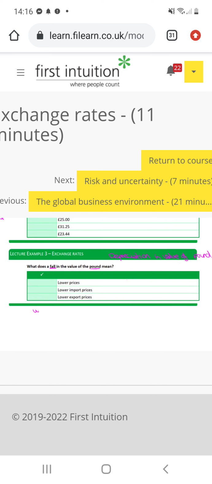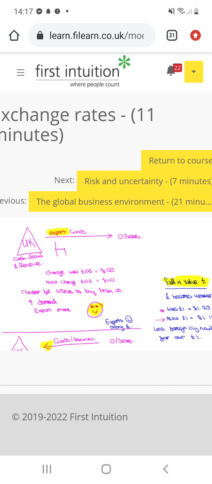For example, we could have had an exchange rate of £1 is $1.20, and now a pound is $1.10. So we can now buy less for our £1. The pound has become weaker. We'll get less foreign currency for our pound. And here we're looking at the depreciation.